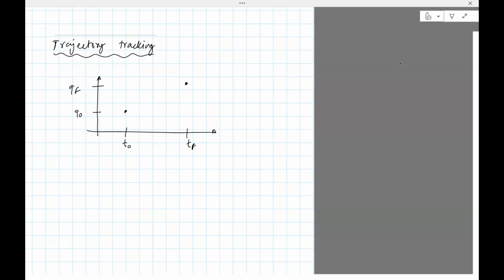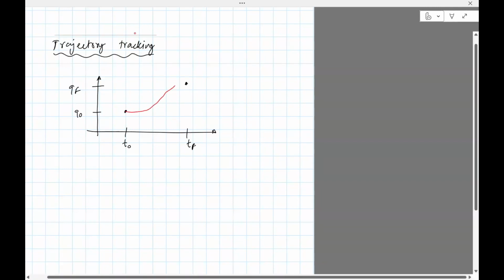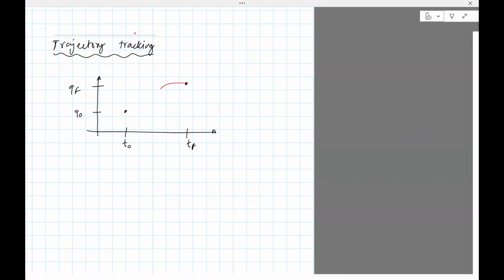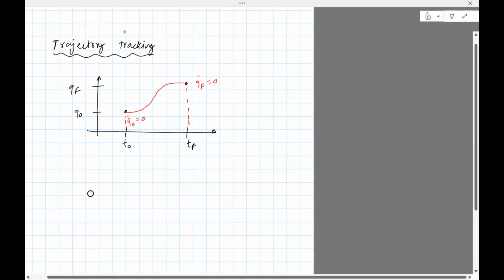Now, if you want to track this, we've talked about trajectory generation. You could join it by straight line, but what happens with that is that the velocity is not continuous at the start. So what we did was, as a compromise, we said velocity should be 0 at the start and end, and that gave us this profile. Looks like a sigmoid. This is q dot f equals 0, and q dot 0 is 0. Okay, so we came up with the profile.